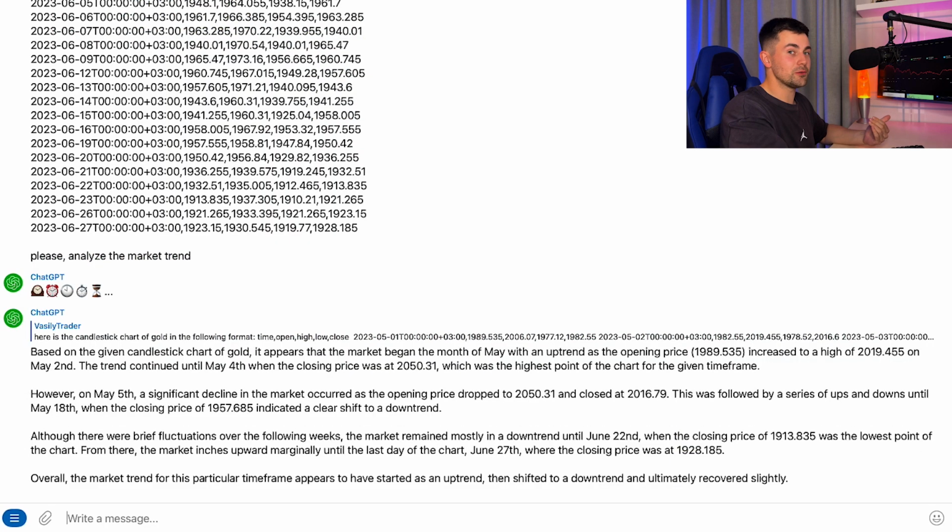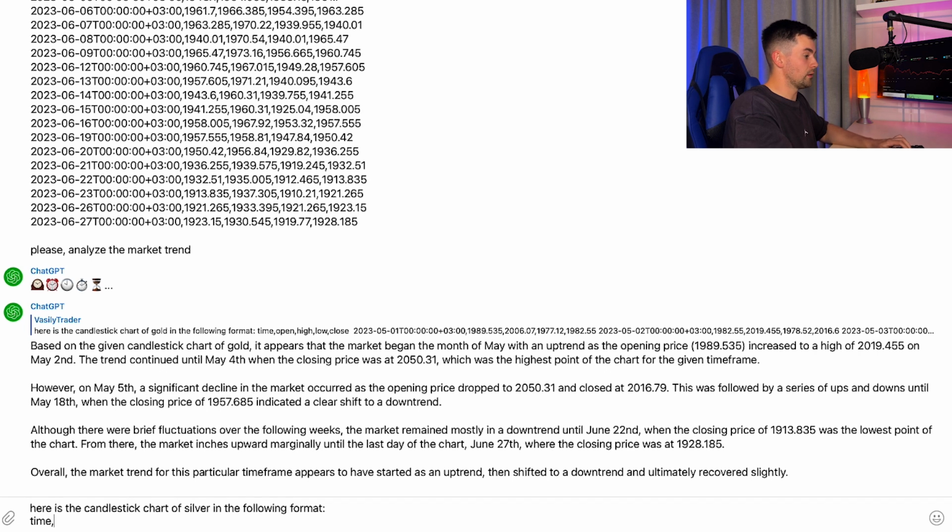And here's our question to ChatGPT. Again, here is the candlestick chart of silver in the following format: time, open, high, low, close.